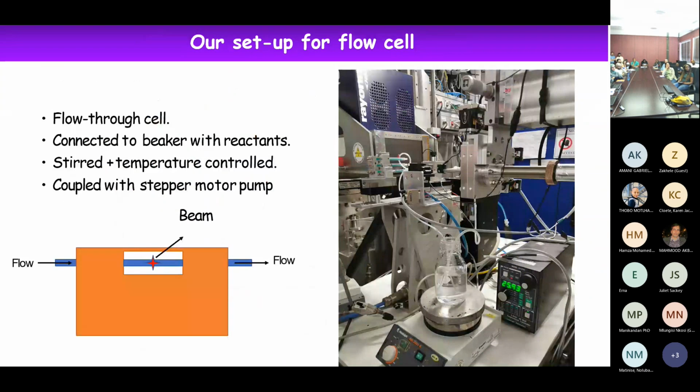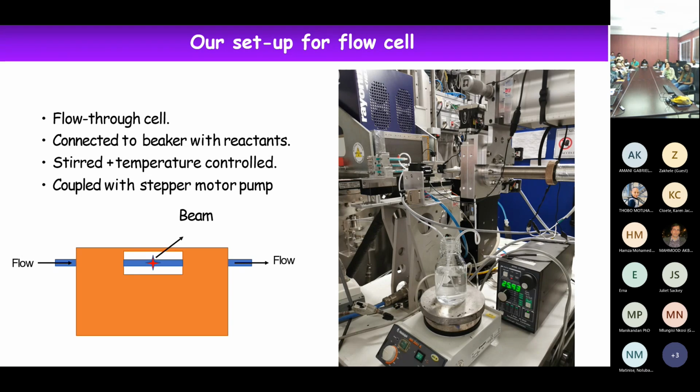So what have we been working on? We have been using what we call the flow cell. And what is the flow cell? This is what you can see on this screen here. So you have a beaker, and in this beaker, you are going to pour the two solutions that you want to study. So typically, sodium carbonate and calcium chloride.